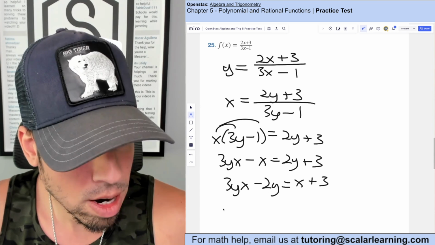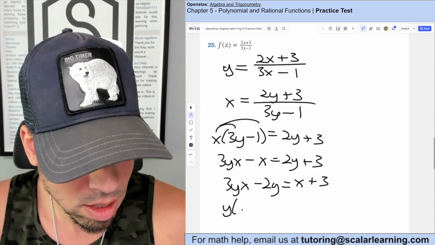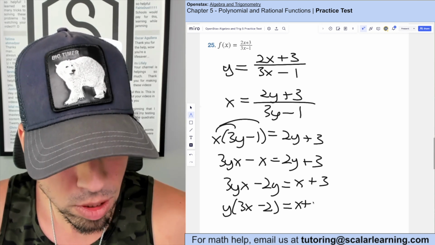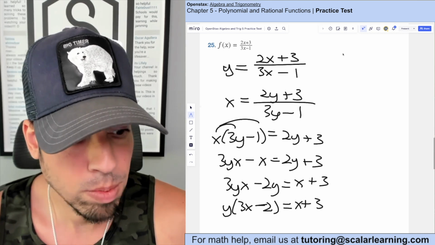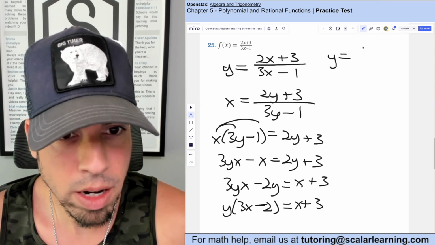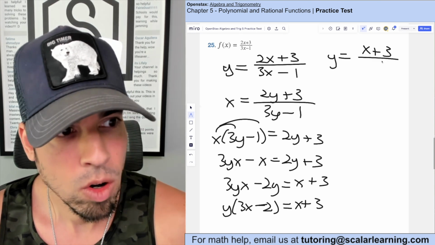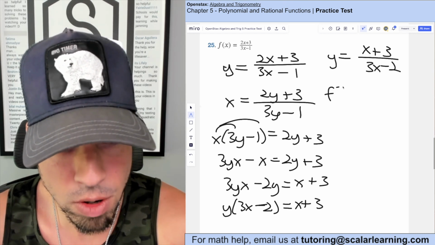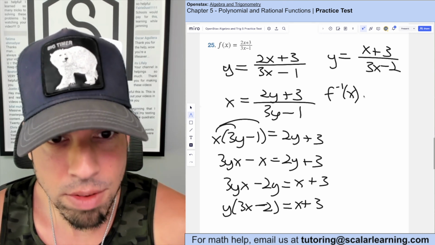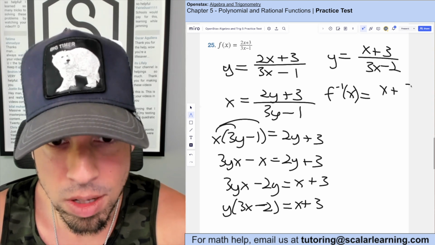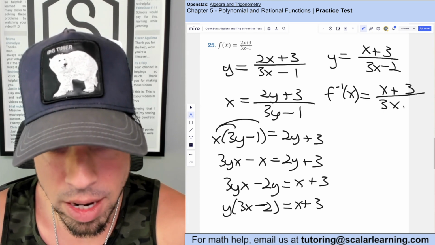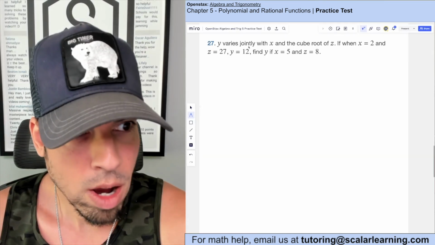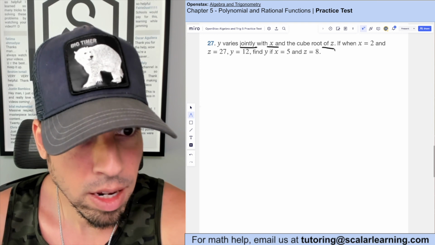Then I'm going to factor out this y. So that's why I'm getting the y's on the left side. So I got y times 3x minus 2 equals x plus 3. Last step, I'm going to divide both sides by 3x minus 2. So I get y equals x plus 3 over 3x minus 2. Last step, I'm going to replace the y with that nice function notation. F inverse of x equals x plus 3 over 3x minus 2. There's your answer, done.